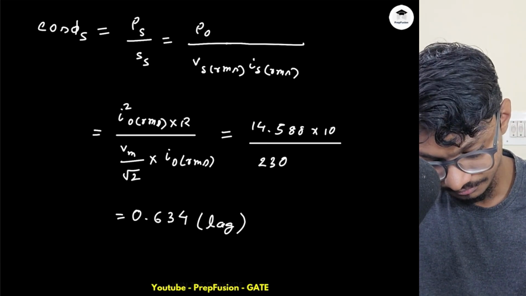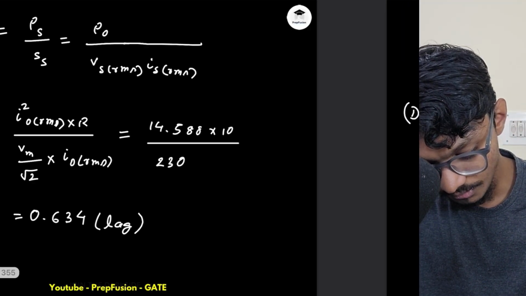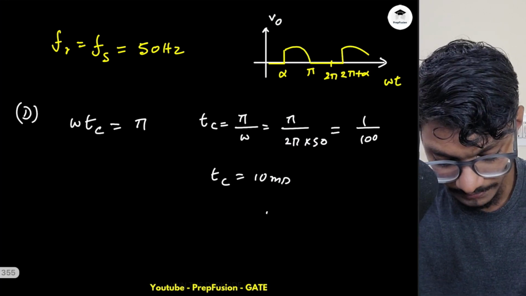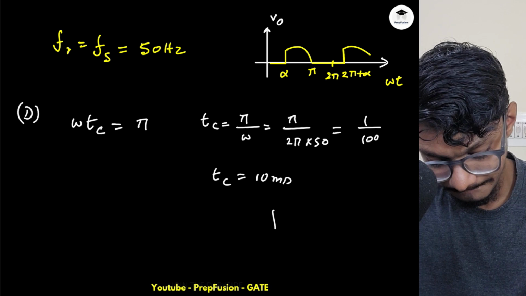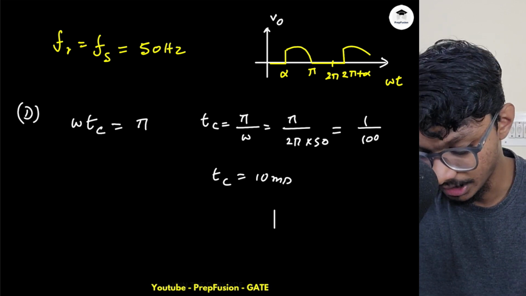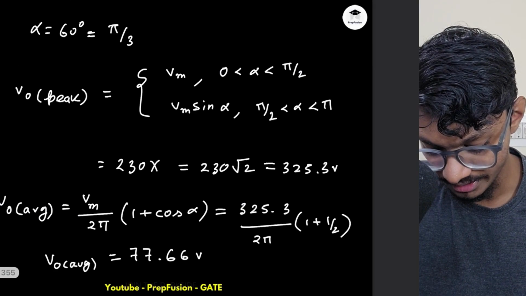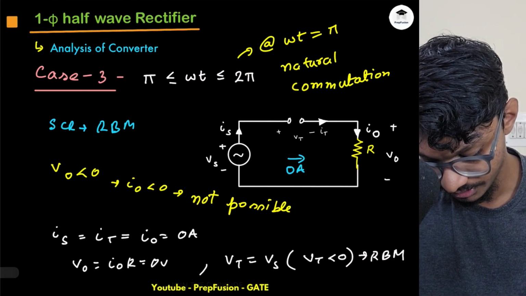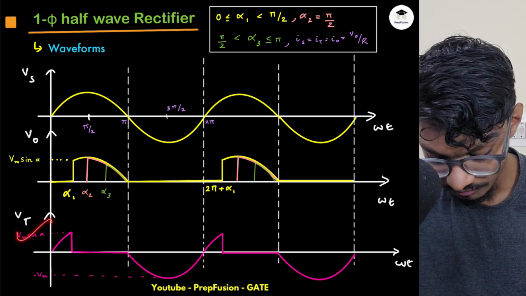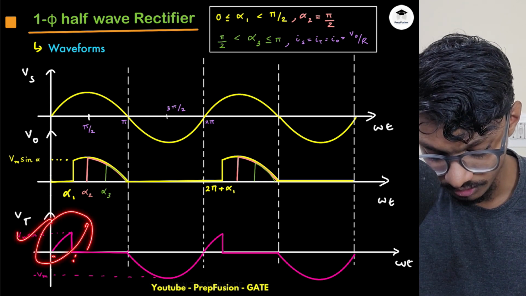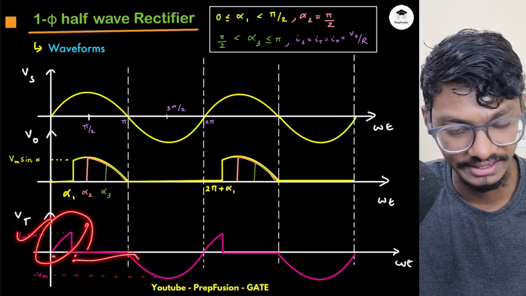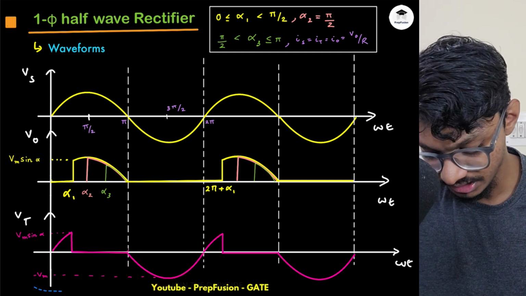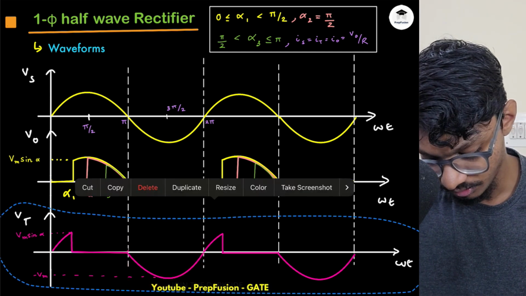What you can do is draw the SCR. If I just draw the SCR over here, I will go back to the plot. This is the voltage across the SCR, right? From 0 to alpha, it is in the forward blocking mode. Then it turns on. It is an ideal SCR, so the voltage drop will be 0. Then from pi to 2 pi, again it will be negative, because it is in the reverse blocking mode. So I will just copy this and paste it over there.